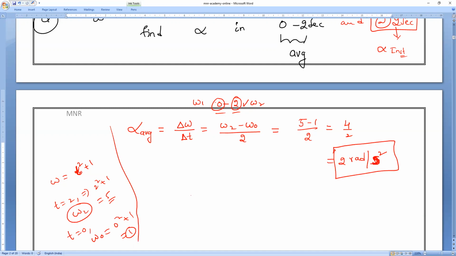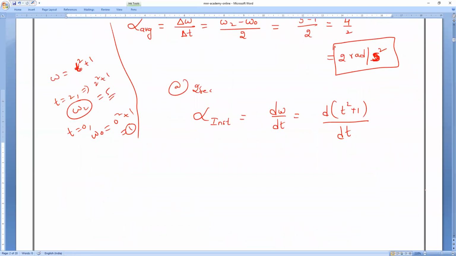Next, at 2 seconds they are asking. So at 2 seconds means instantaneous angular acceleration, which is equal to d omega by dt. So what is the omega function? t square plus 1, divided by dt. Apply the differentiation and tell me the differentiation of t square. I can write this as d of t square divided by dt plus d of 1 divided by dt.